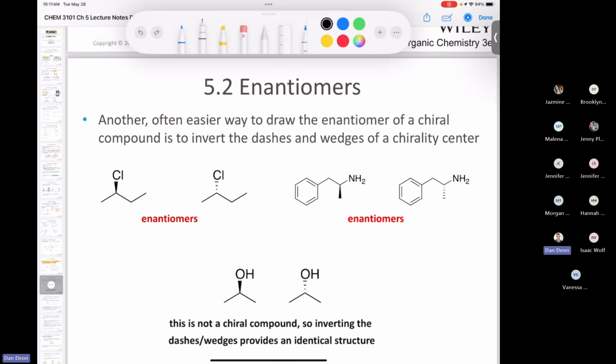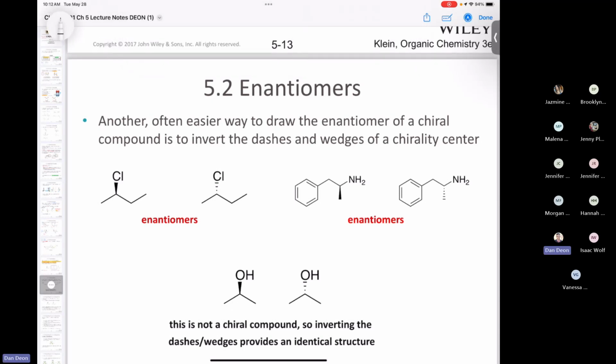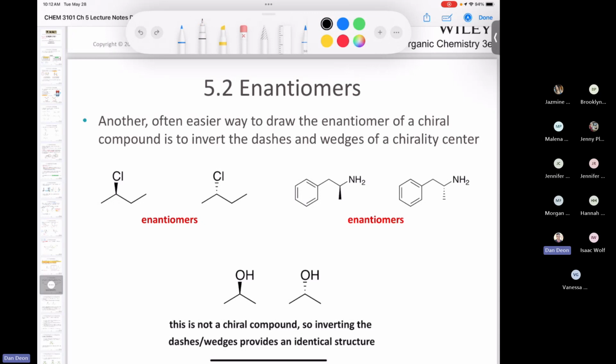So it says here, often another easier way is just to flip the chirality center by flipping wedges and dashes. So here, you take this wedge, you turn it into a dash. Here you take this wedge, you turn it into a dash. By the way, if you took this compound and you replaced one of the hydrogens with a methyl group like this, that would be methamphetamine. Anyhow, that's neither here nor there.